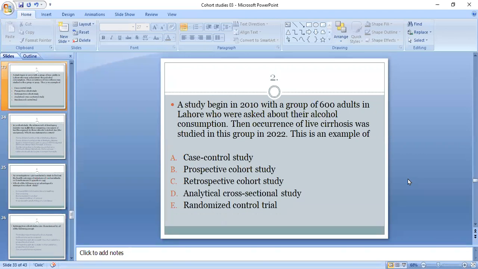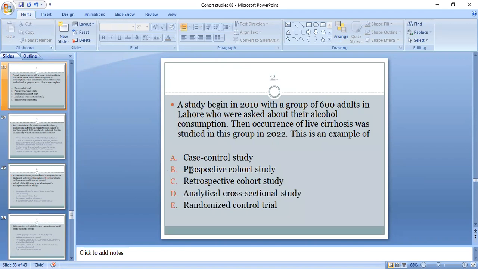Second MCQ: a study began in 2010 with a group of 600 adults in Lahore who were asked about their alcohol consumption. Then occurrence of liver cirrhosis was studied in this group in 2022. This is an example of which: A, case control study; B, prospective cohort study; C, retrospective cohort study; D, analytical cross-sectional study; or E, randomized control trial?